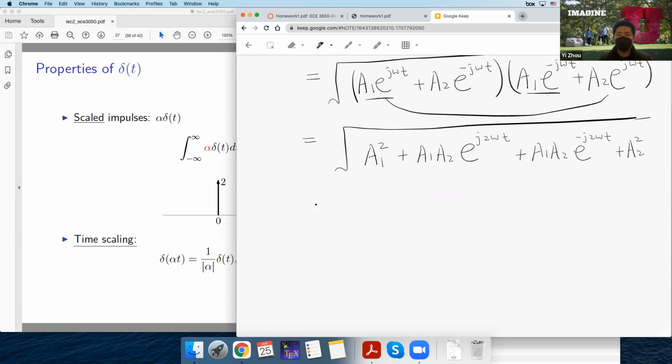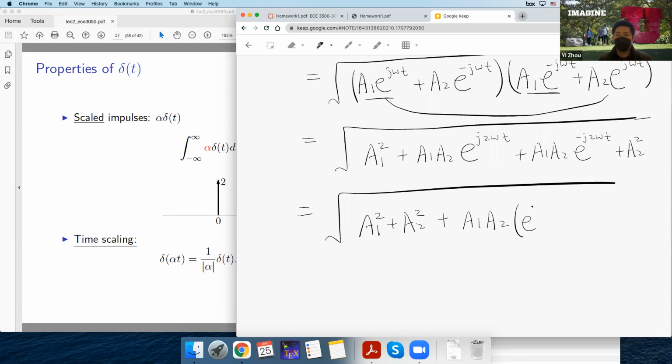Okay, and you can keep simplifying. Let's put everything together. A1 squared plus a2 squared. Now that is these two parts, and these two we have a common factor a1 a2. So inside we have e^(j2 omega t) plus e^(negative j2 omega t). And then this one can be further simplified.